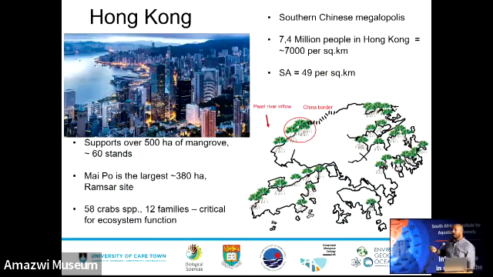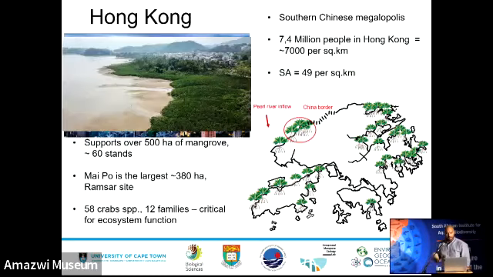So when we think about Hong Kong, we think about this urban, sprawling metropolis, right? It's a southern Chinese metropolis. It's a commercial center, and it houses 7.4 million people. To put this into context, it's one of the most population-dense places in the world. There are about 7,000 people per square kilometer. To make a comparison, South Africa only has 49 people per square kilometer.